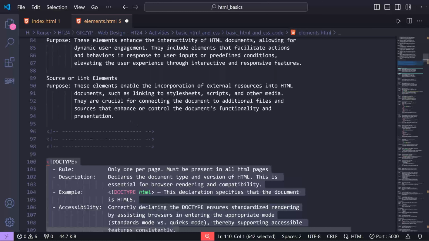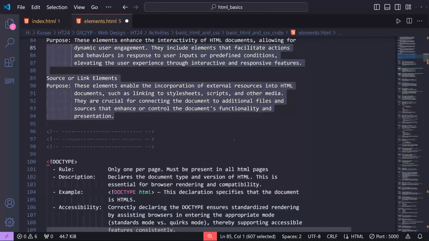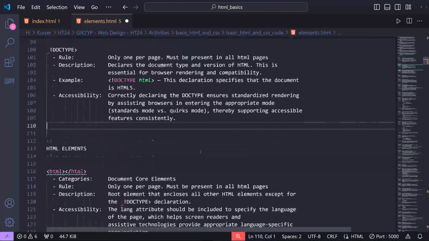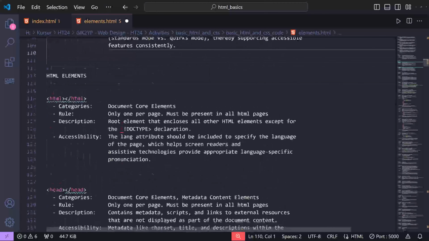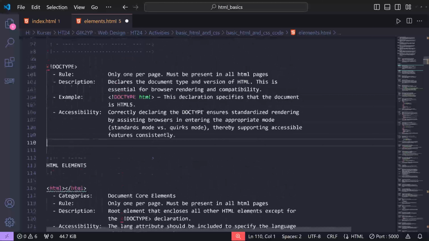So I went over the categories, and that's a small part. And then you see we have the doctype, which is a declaration, and I'm giving it the rules, descriptions, examples, accessibility. I'm going to give you a couple of generic rules that you really have to follow, but there are more rules to these things floating around. But this is just the starting point, as I previously said.